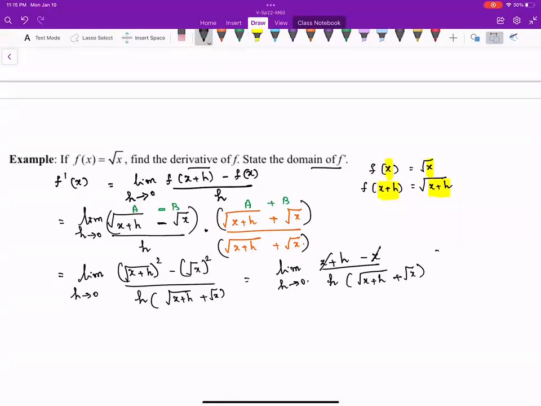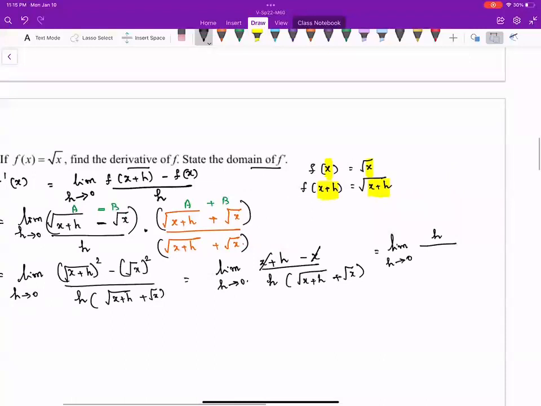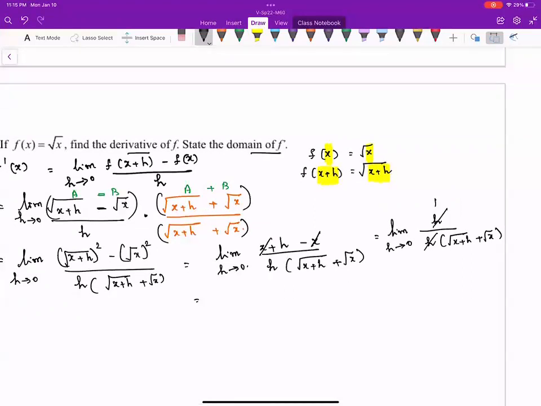These two cancel out. So you get the limit as h approaches 0 of h divided by h times the square root of x plus h plus the square root of x. At this point, you can cross this out. The numerator will be 1. And also make sure to substitute h equal to 0. So it will be 1 divided by the square root of x plus 0 plus the square root of x. In other words, it's 1 over 2 square root of x.